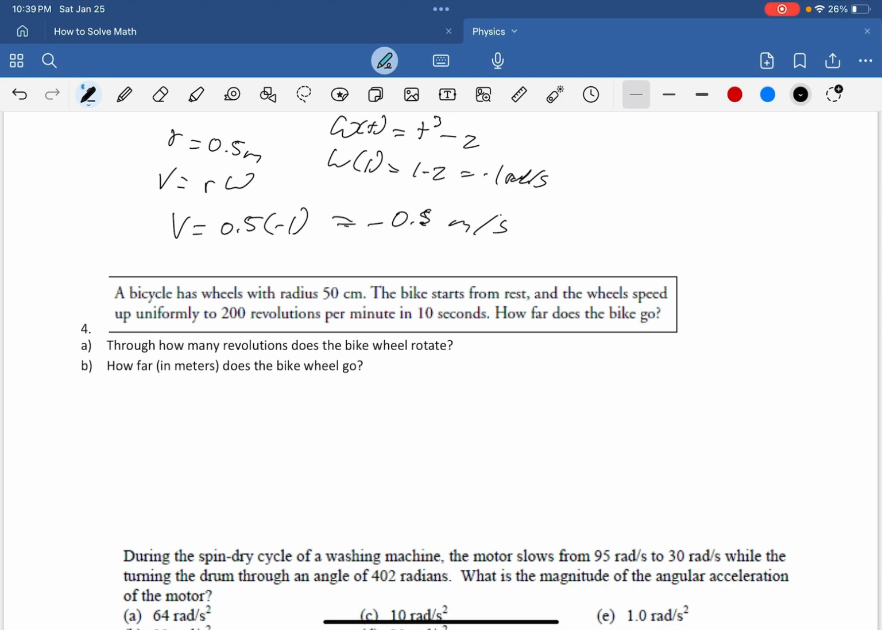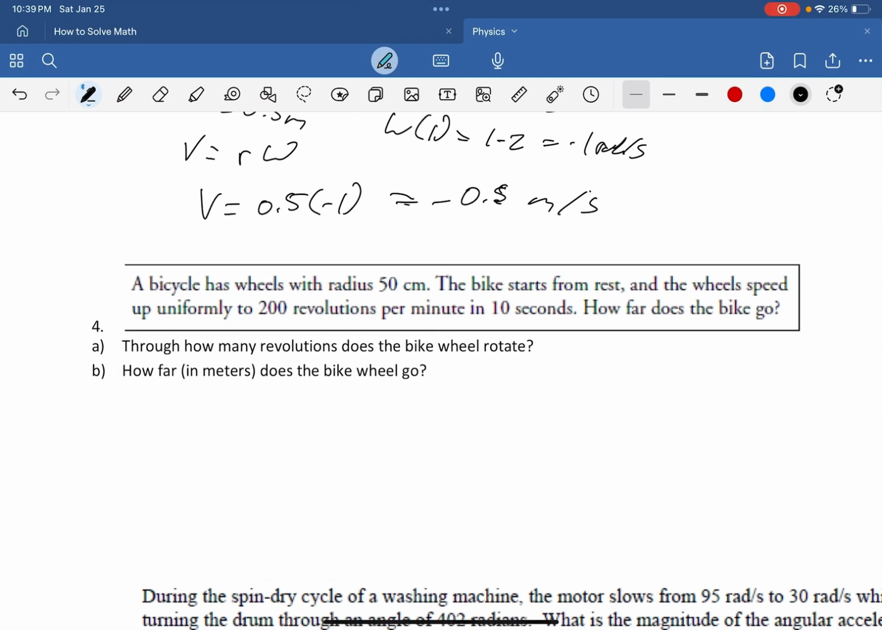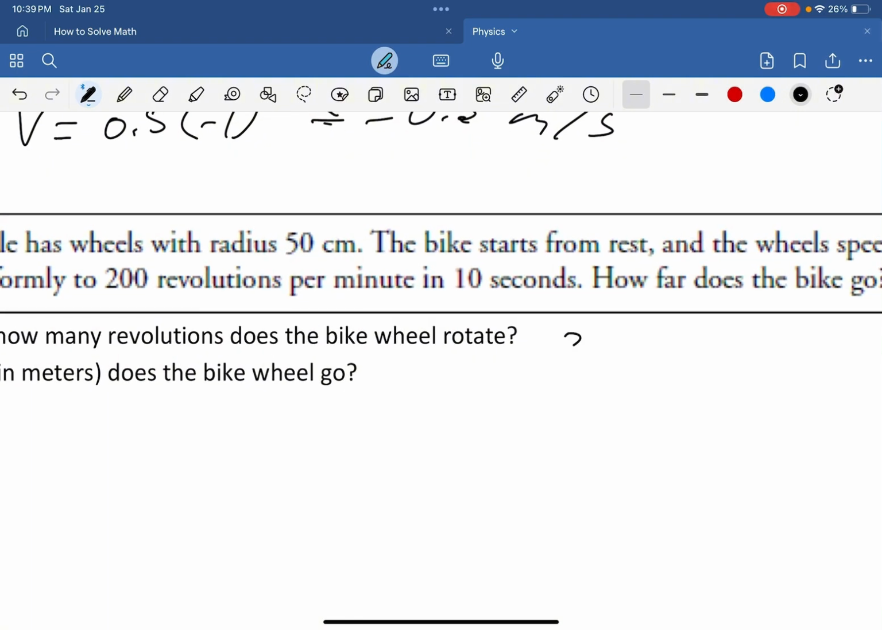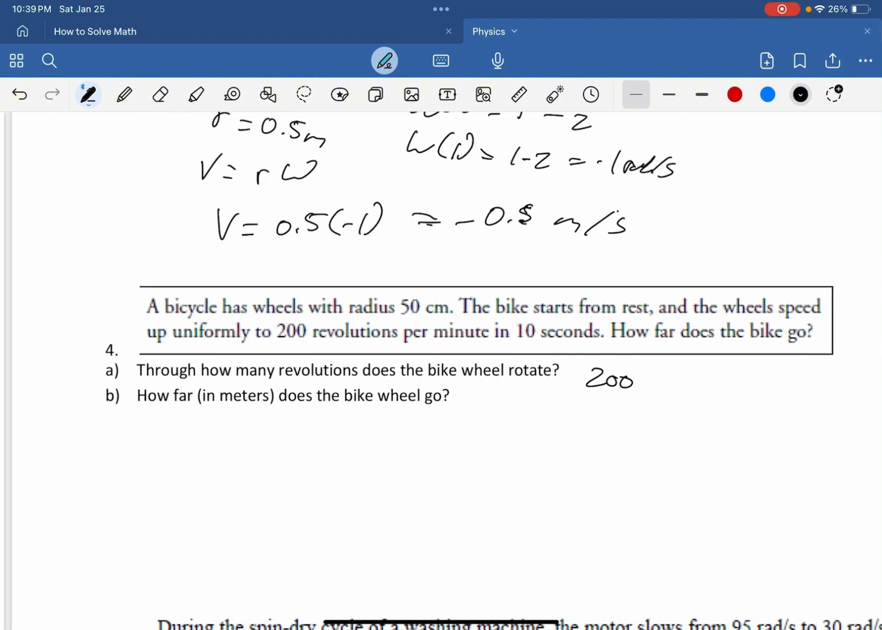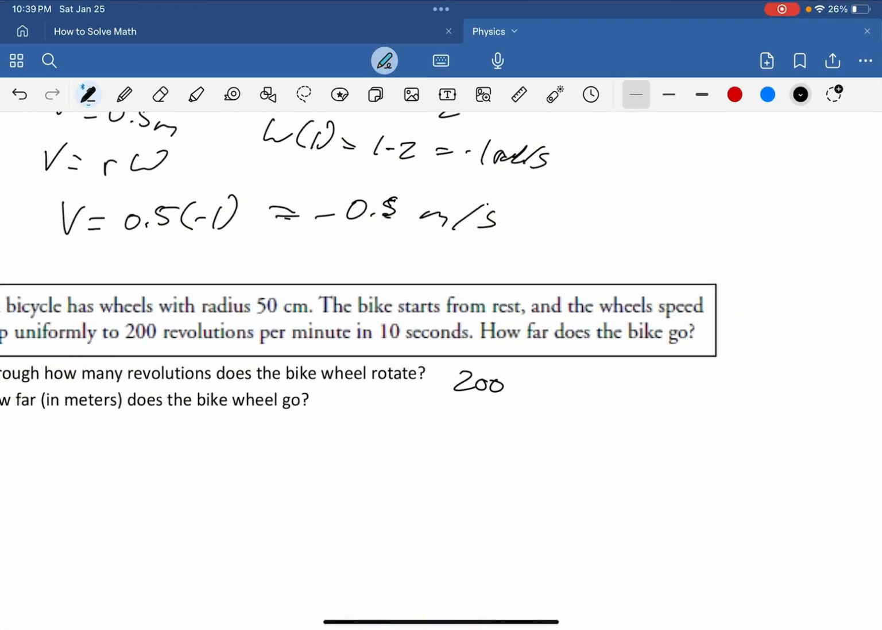A bicycle has wheels with radius 50 centimeters. The bike starts from rest, and the wheels speed up uniformly to 200 revolutions per minute in 10 seconds. How far does the bike go? Through how many revolutions does the bike wheel rotate? Okay, it's 200. Wait, it starts from rest.